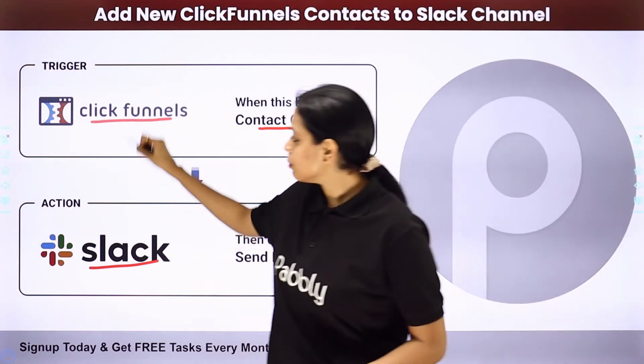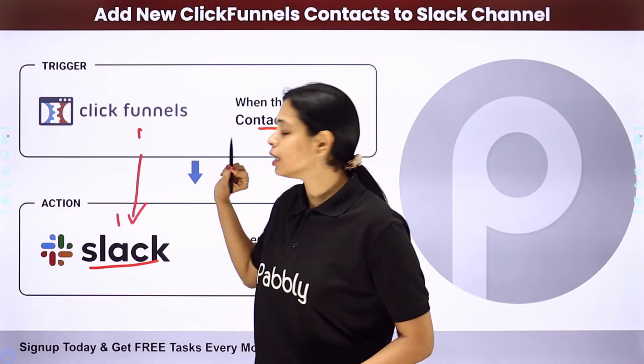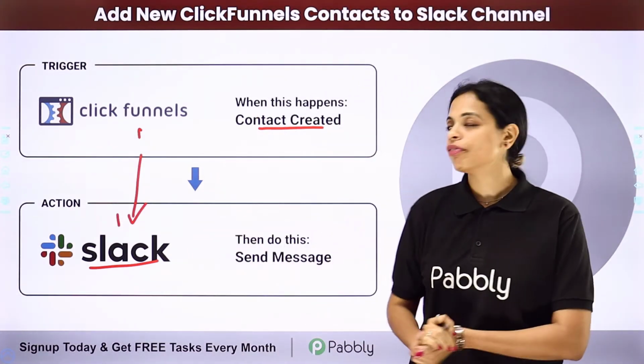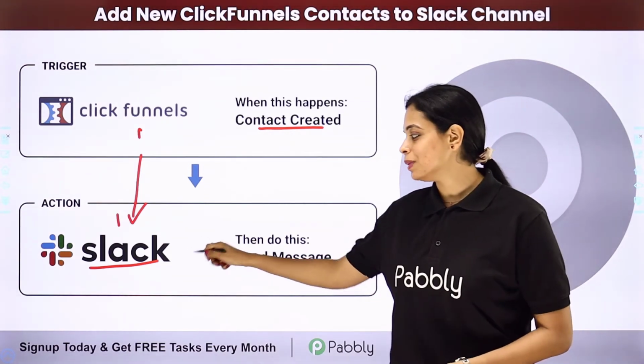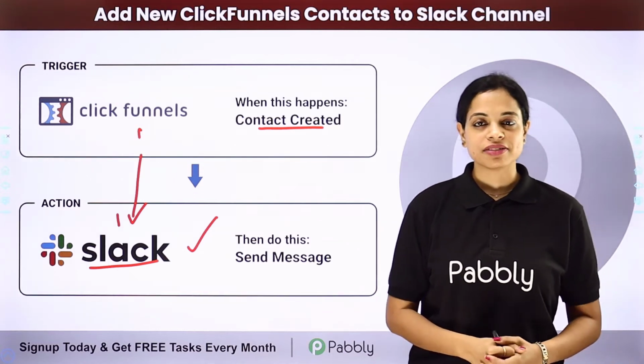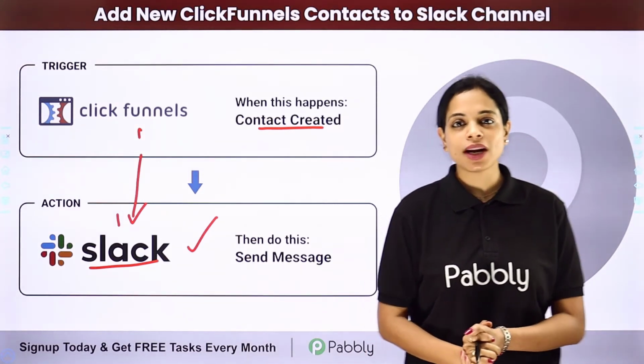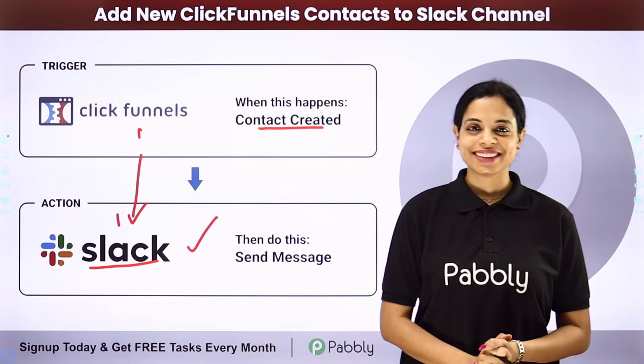Again, you will have to set up some integration between the two applications, and the same thing can be done using Pabbly Connect software. Here, your trigger application would be ClickFunnels and your action application would be Slack. Now, how can you do this yourself, integrate and automate this entire process? To understand that, let me take you to my screen.